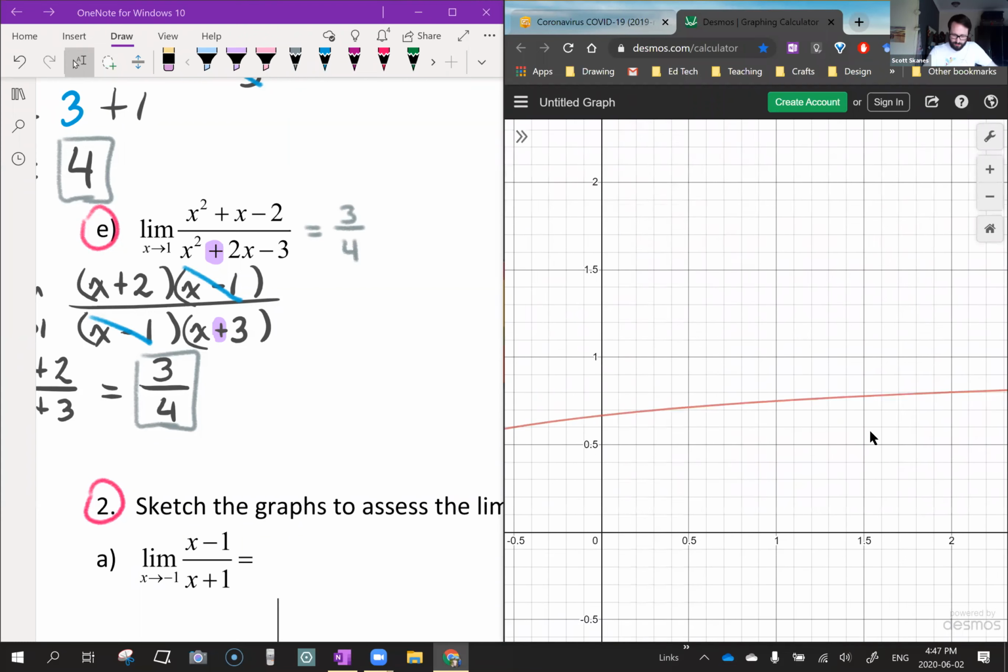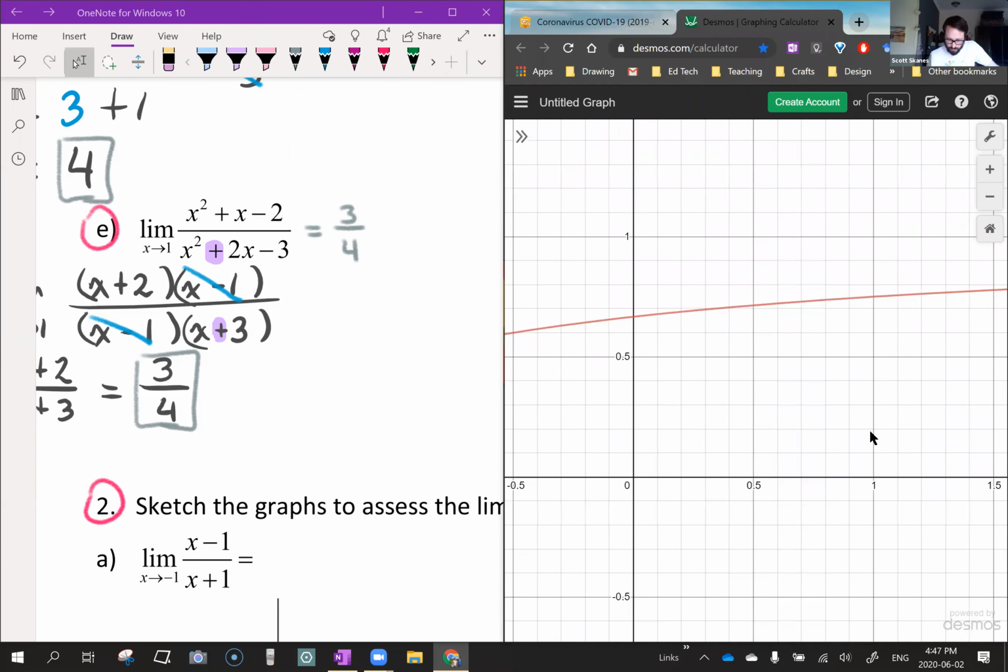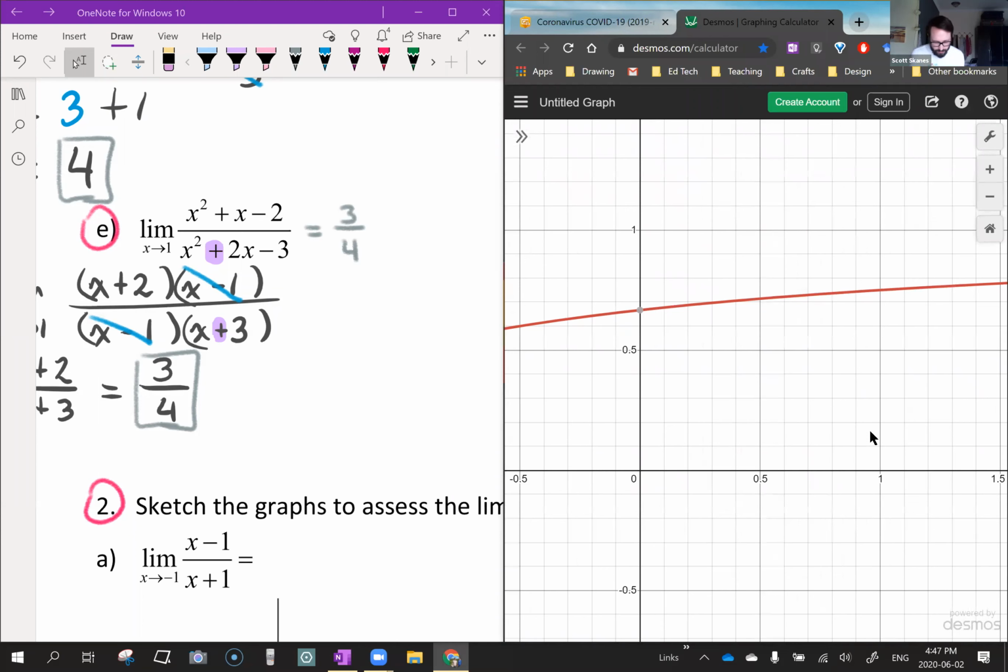Let's zoom in on 1. And the value there, if I look in real close, if I get as close as I can, I can't actually touch it because it'll be undefined. But see that? 0.749, 0.75. It's 0.75, which is 3 over 4.